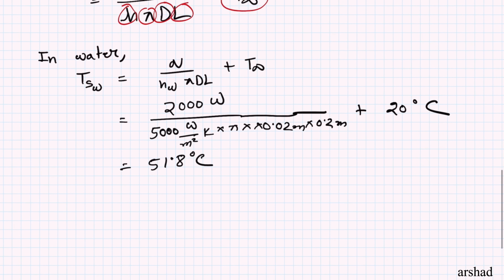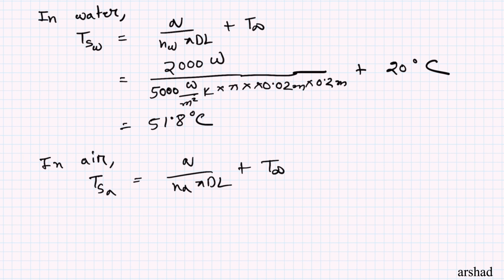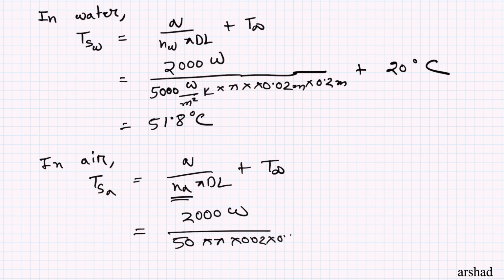And similarly, we can solve this equation again, but this time we are going to do it for air. So in air, we can write Ts,a equals Q over ha pi DL plus T infinity. Because other than this h, everything remains the same, so we can just quickly write down all those values. So the h becomes now 50 times pi times 0.02 into 0.2 meter.